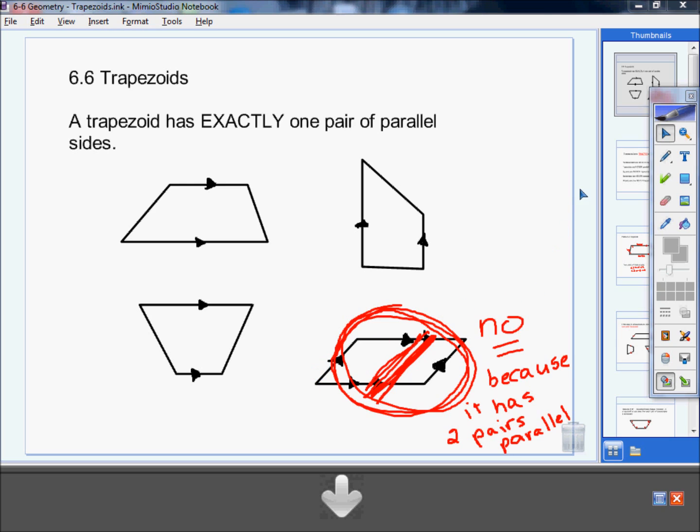Okay? All right? And if you don't draw all these pictures, it's not a big deal as long as you get it that parallelograms are not. I'll give you a little bit of time to write and be caught up.